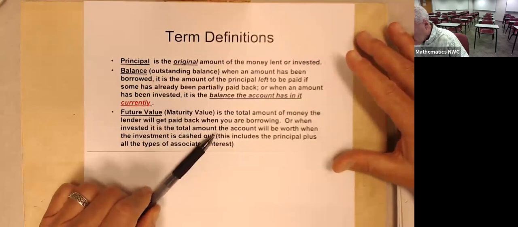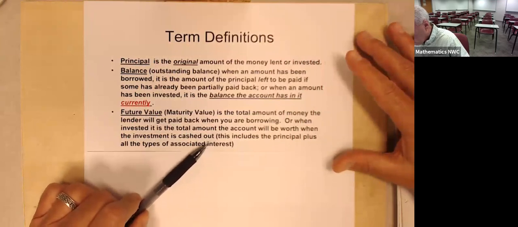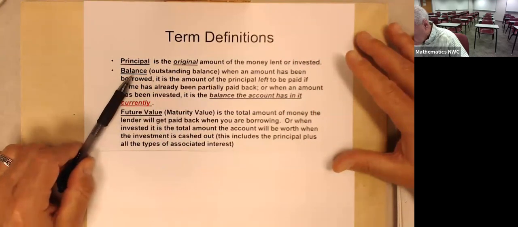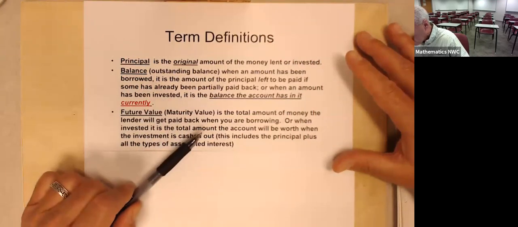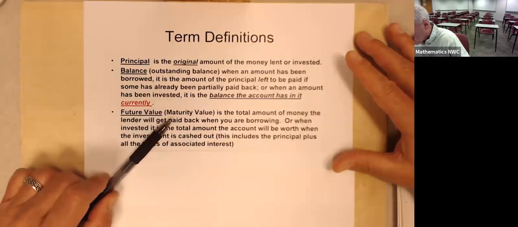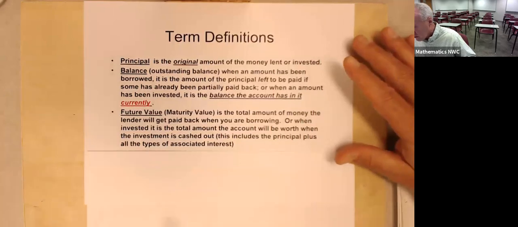When I'm investing, it is the total amount the account will be worth when we cash it out. If we haven't cashed it out yet, then the account would have a balance. But once I cash it out, that's referred to as the future value, the maturity, when the account has gone through its particular cycle.